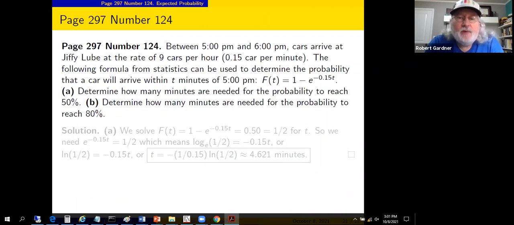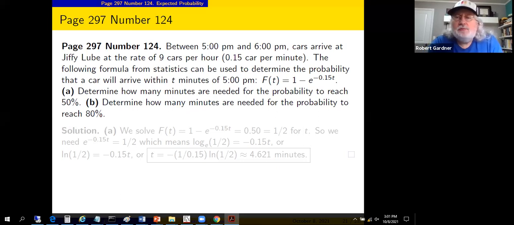And finally, a little word problem of sorts. It deals with probability. It says between 5 p.m. and 6 p.m., cars arrive at Jiffy Lube at the rate of 9 cars per hour, that is 0.15 cars per minute. The following formula from statistics can be used to determine the probability that a car will arrive within t minutes of 5 o'clock. F of t equals 1 minus e to the negative 0.15 t. T is measured in minutes. There's where that 0.15 parameter comes in, apparently.